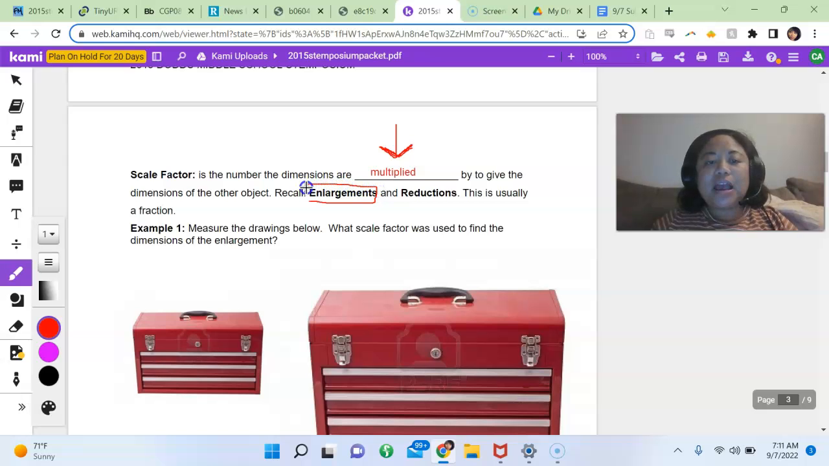Do you remember what the scale factor needs to be in order for something to be an enlargement or a reduction? So what does a scale factor need to be for it to be an enlargement? And what does a scale factor need to be in order for it to be a reduction?